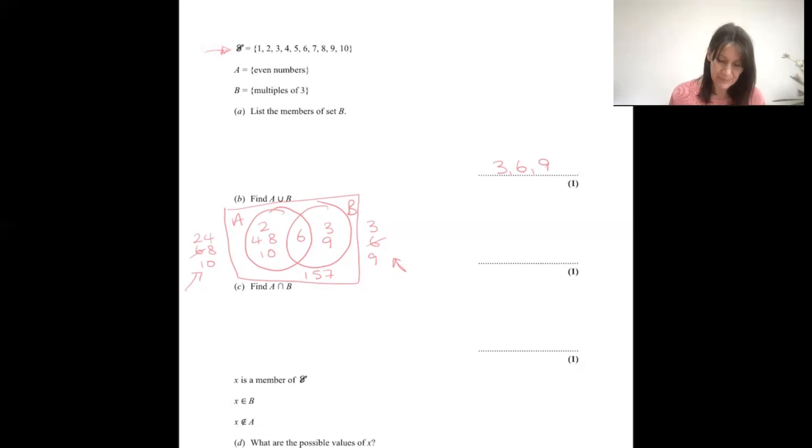So now, A and that U shape of the symbol triggers united. So A and B united is all of these numbers here. So we would be listing out all of those. So 2, 4, 8, 10, 6, 3, 9. You can put them in order, you can put them in the way that you read them. It's 1 mark. It's right or wrong, and that is right, okay?